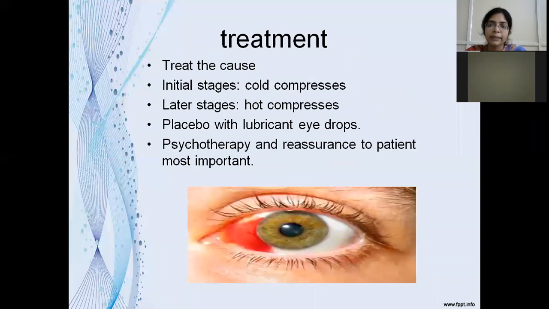So what is the treatment of subconjunctival hemorrhage? There is no specific treatment for subconjunctival hemorrhage. You can prescribe some lubricating eye drops, some cold compresses. But the most important thing you can do is reassure the patient. Reassure the patient that nothing is going to happen and this subconjunctival hemorrhage will take some 2 to 3 weeks to get completely absorbed. That is the most important thing. And just as a placebo therapy, you can prescribe some lubricating eye drops to the patient.